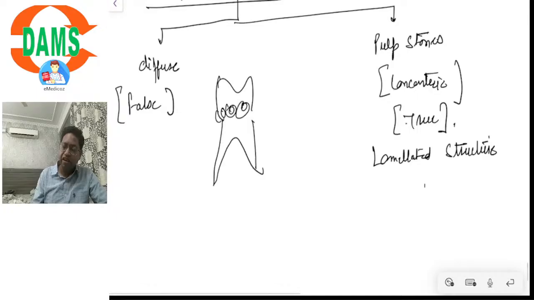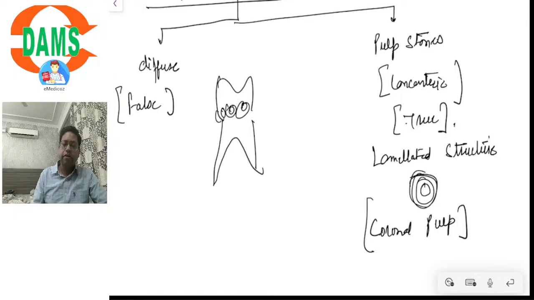Lamellated structure means it is organized into layers or lamellae. At times, it can also consist of dentinal tubules. Tubular structures are present. Okay. They are more common in the coronal pulp, and diffuse calcifications are more common in the radicular or the root portion of the pulp.